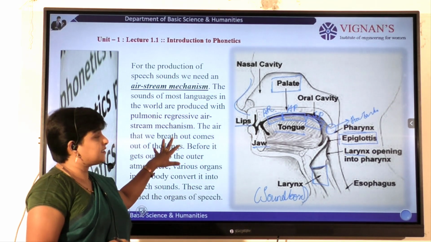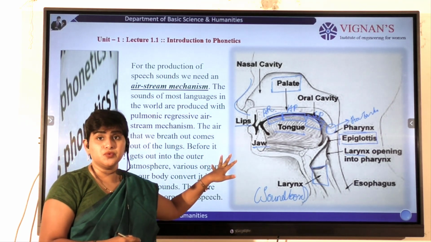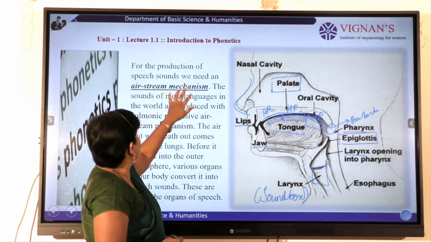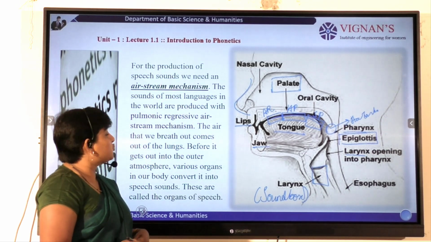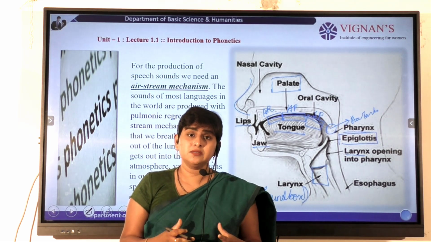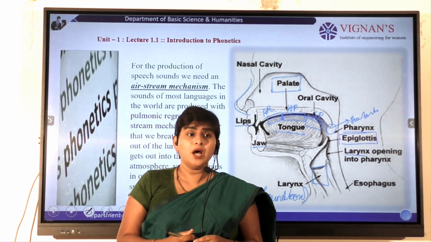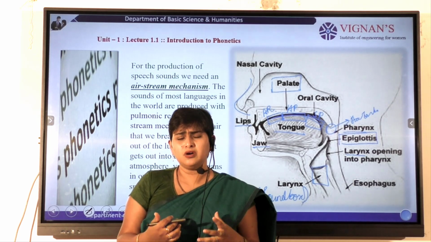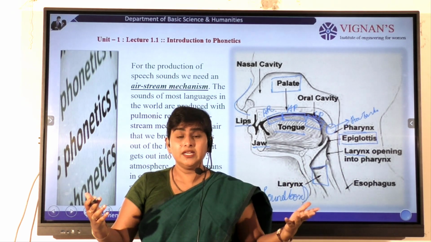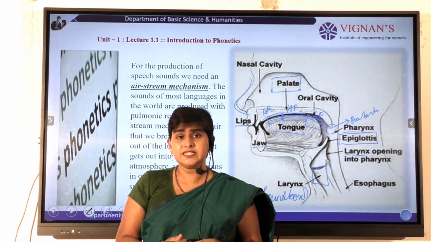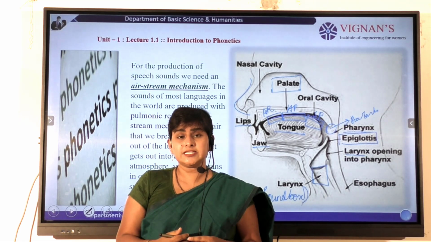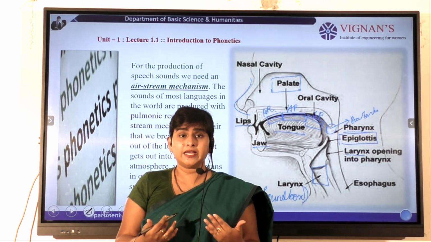Now let us understand how a sound is produced. For the production of speech sound, we need an airstream mechanism. Understand that we need an airstream mechanism for the production of a sound. How do we pronounce a sound? How do we say a sound? Hey, he, whatever, a, e, i. How am I producing these sounds? I'm producing these sounds through an airstream mechanism.